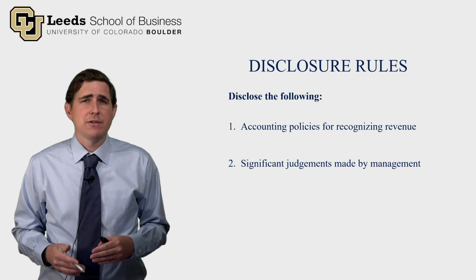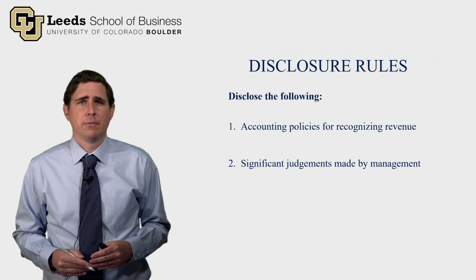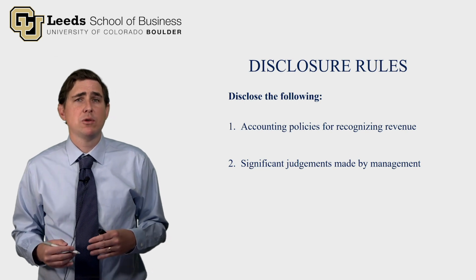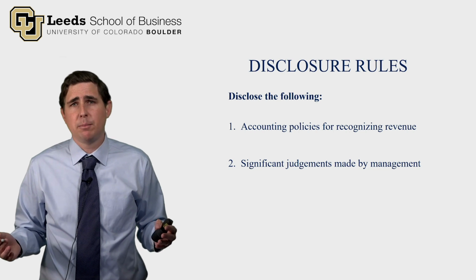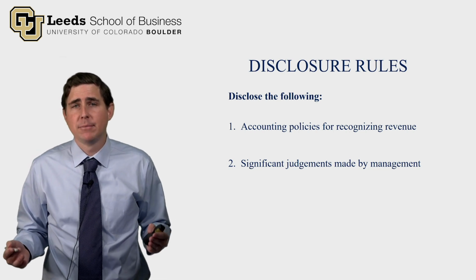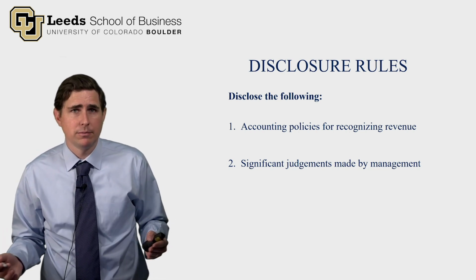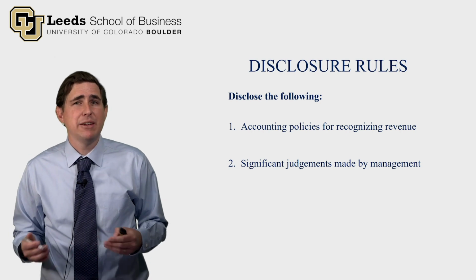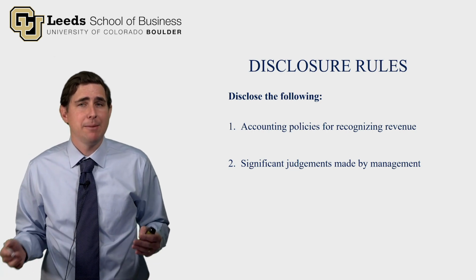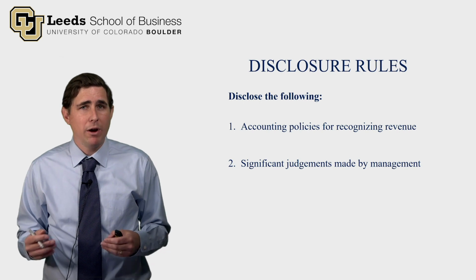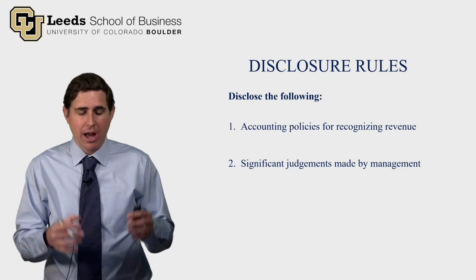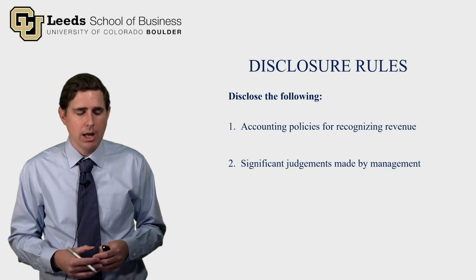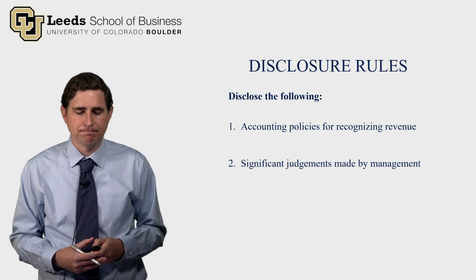The FASB requires that companies disclose the following. First, companies must disclose their accounting policies for recognizing revenue. What are the general rules that the company uses to decide when it's okay to record a credit to revenue? Second, what are the significant judgments made by management to make that determination? So where does management have discretion in timing or amount of how much revenue to recognize? And so those are required to be disclosed.